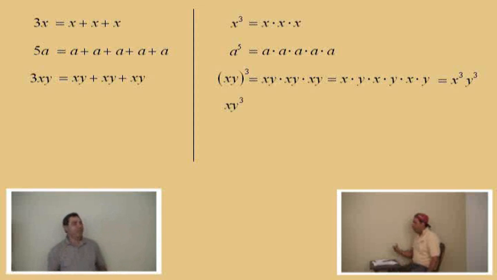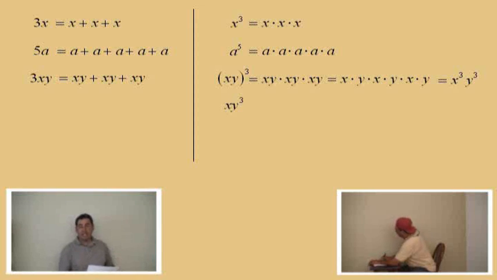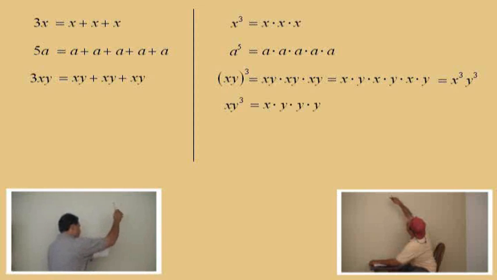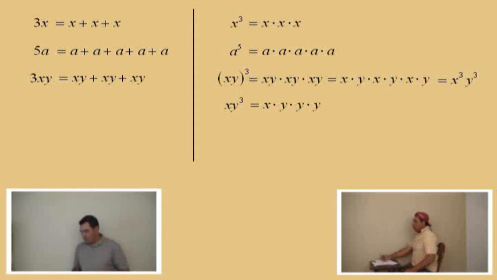Now we'll go to this next one, x times y cubed. Be careful here. The exponent is only applied to the y. The y is the base. That 3 in the exponent does not apply to the x. It's x times y cubed, which means x times y times y times y. So pay attention to what your exponent is being applied to. It's the base, and you've got to define that base.